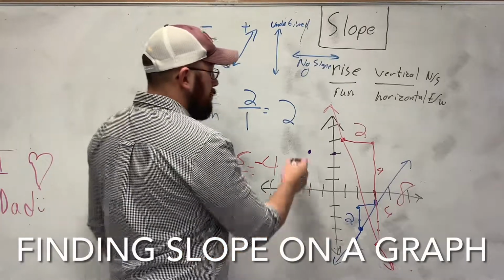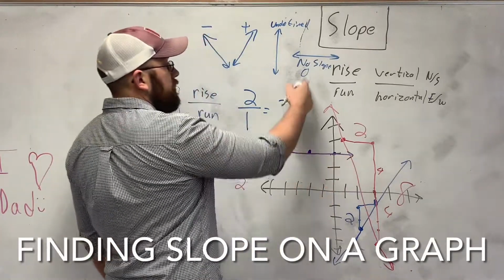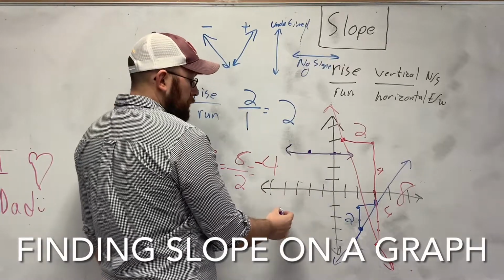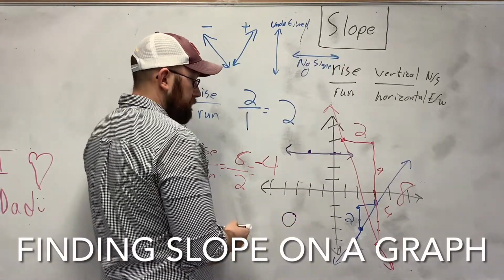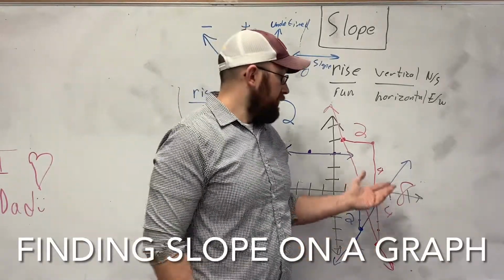Now this last one, I know it's getting to be a bunch on here. Whenever you see a line like this, the slope is always 0. And that is basically how you find it from a graph.